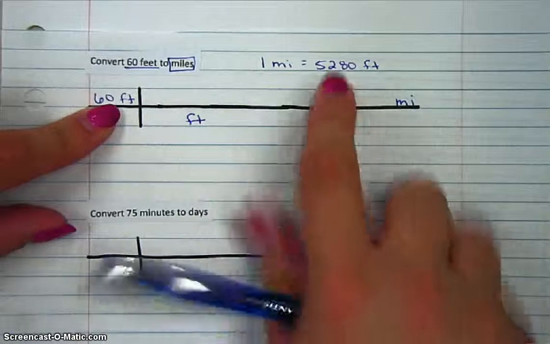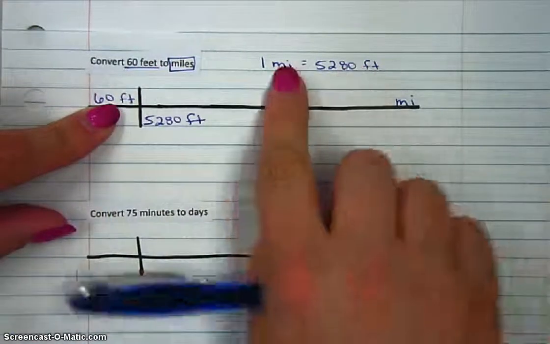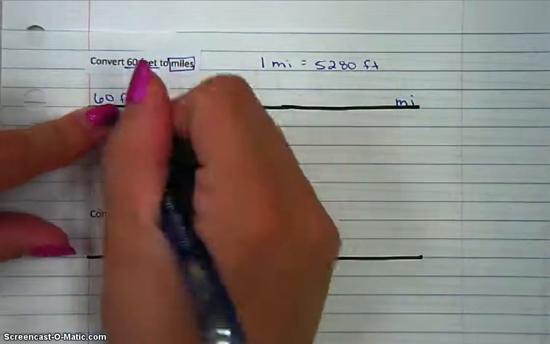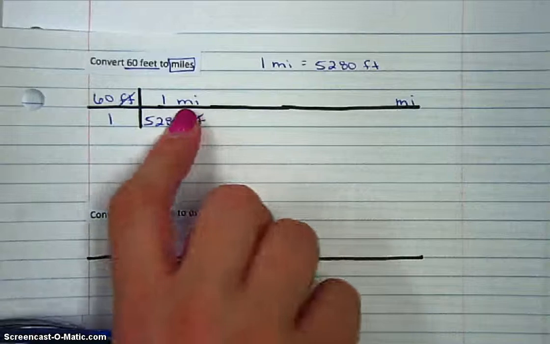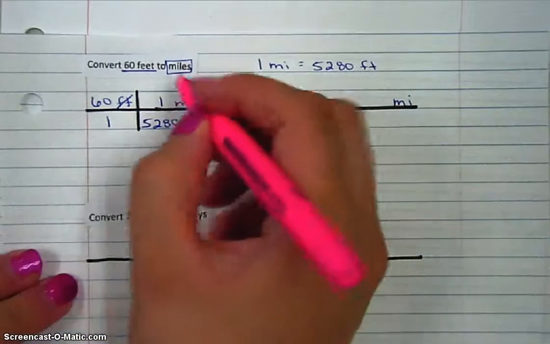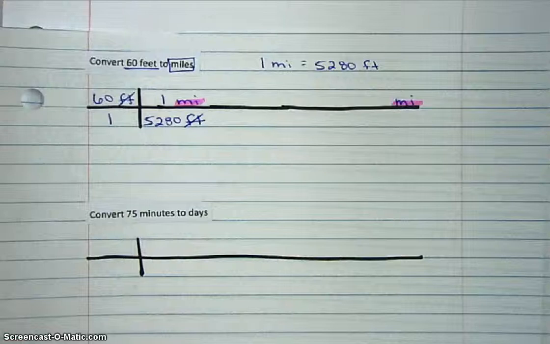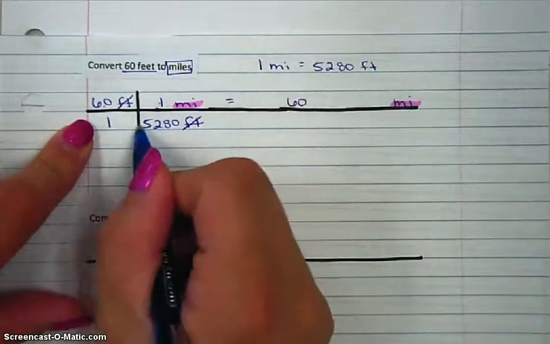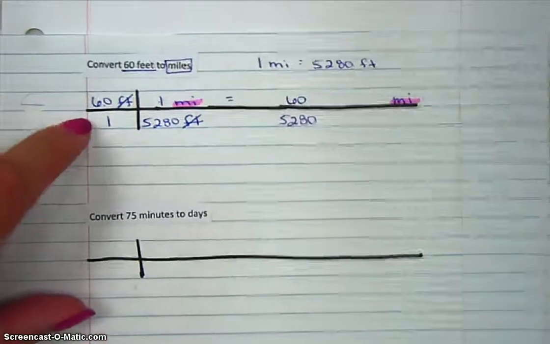Well, I have 5,280 feet, and that equals my 1 mile. So 1 mile goes on top. Feet cancel out. And then notice, I now have mile and mile on top. That's what I was trying to get. So that means I'm done. And then I'm going to multiply straight across. 60 times 1 is 60. 1 times 5,280 is 5,280.